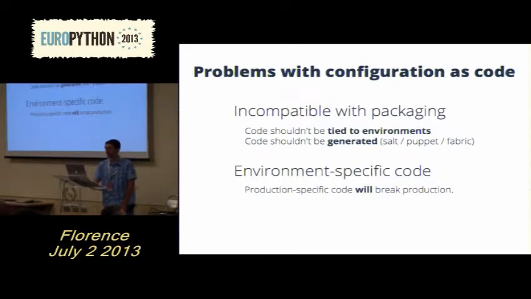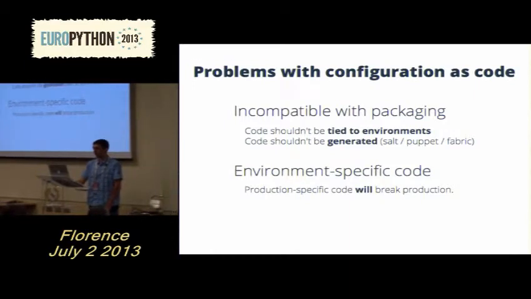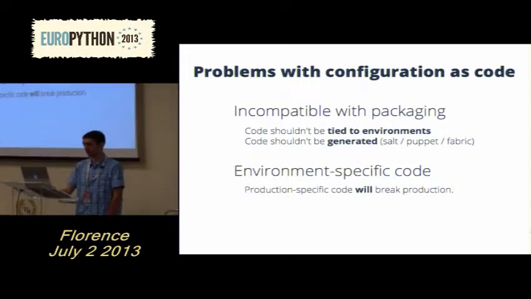The issue with mixed configuration in code is that it causes a lot of issues with packaging. So if you include your configuration in your project, then you have a package that's tightly coupled to the environment it's going to run on. So the usual workaround is to generate settings files using automation tools like Fabric or Puppet or Salt. But it should be easier than generating code. We should generate config files, but not code.